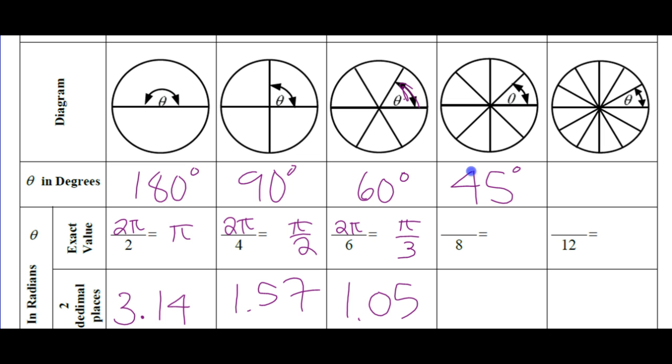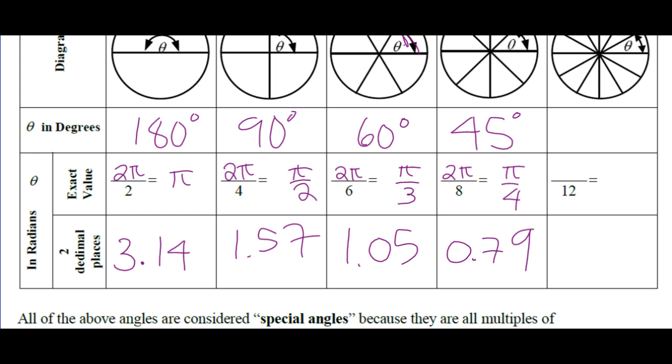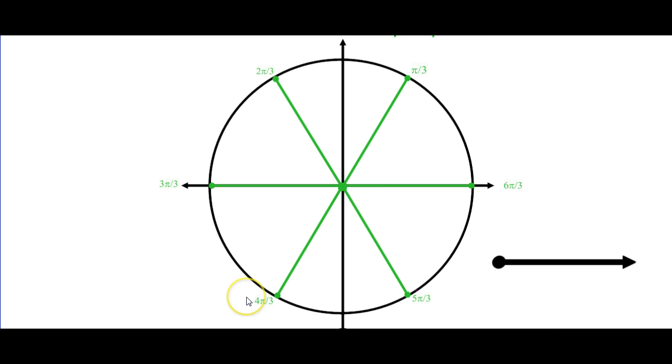Eight sections is 360 divided by 8, which is 45 degrees. What is it divided by 8 in radians? 2 pi divided by 8, which is 1/4 pi, pi over 4. Generally we don't say 1/4 pi, we say pi over 4. Don't say 1/3 pi, say pi over 3. What's pi over 4? 0.79 to 2 decimal places.